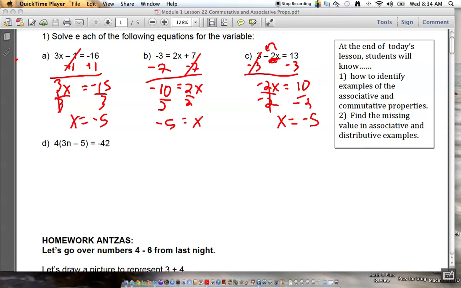That's not the one you got like 1.83 on, was it? No. The next one? Okay.